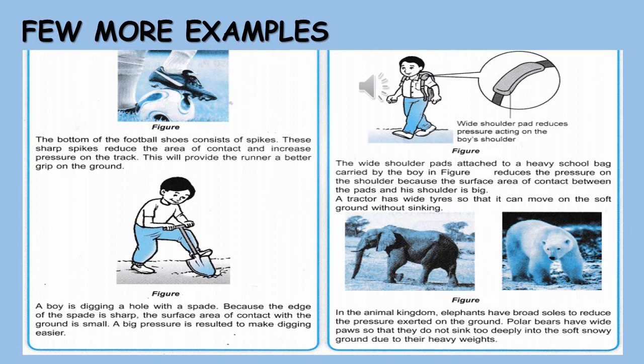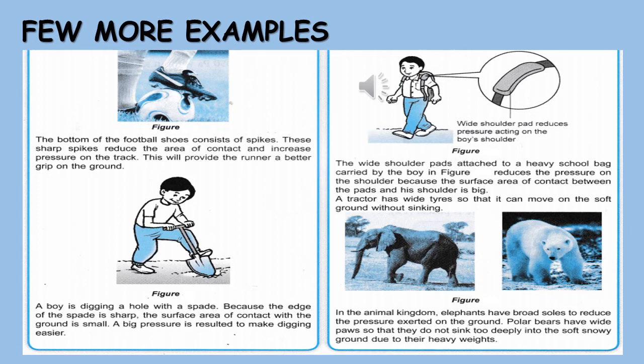In the second figure, we can see a boy digging a hole with a spade. The edge of the spade is kept sharp, so the surface area of contact is very small. So the force exerted by the boy for digging is being distributed over a very small area, so the effect of pressure is very high and his work is being made easier here.